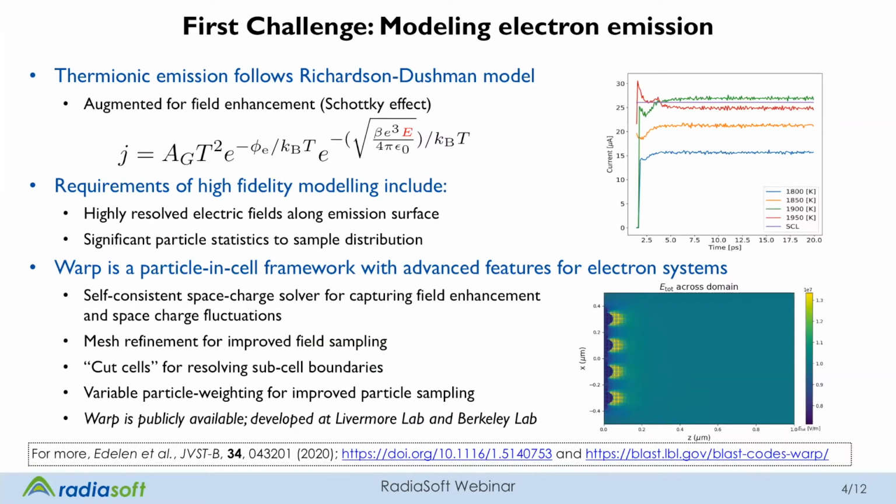Before I move on, I just want to note that for more information, you can find quite a lot of information about the Warp code at the Lawrence Berkeley website, as well as recent information on some of the emission capabilities that we've improved upon in the code in my colleague's paper in the Journal of Vacuum Science and Technology.